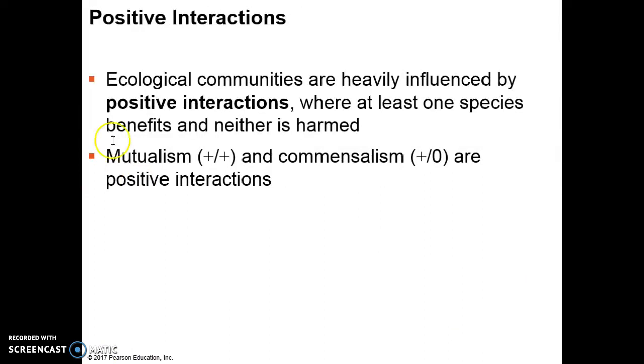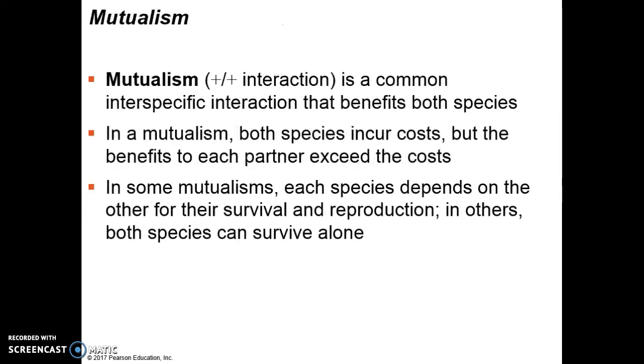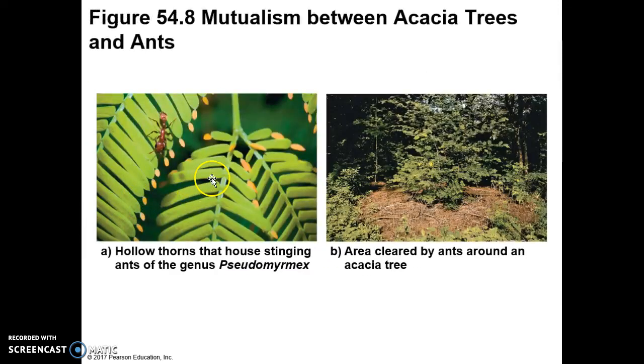positive interactions are going to be mutualism and commensalism. Those are going to be two symbiotic relationships. And in mutualism, everyone benefits. It's mutually beneficial. Often, the two species are completely dependent upon the other. Sometimes both species can survive alone, but sometimes they can't.